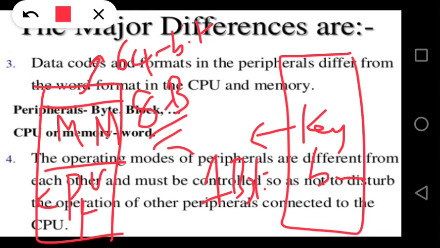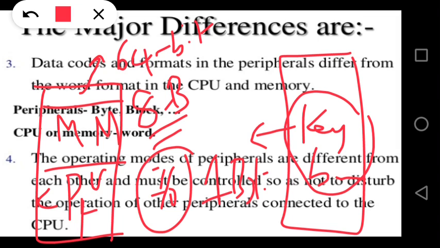So what is the job of the I/O interface? Wait for 8 bits entered by the user, accumulate them and then send. Like that, the data format and data codes in the peripheral devices are different from the main memory and CPU registers, which together are called internal storage.